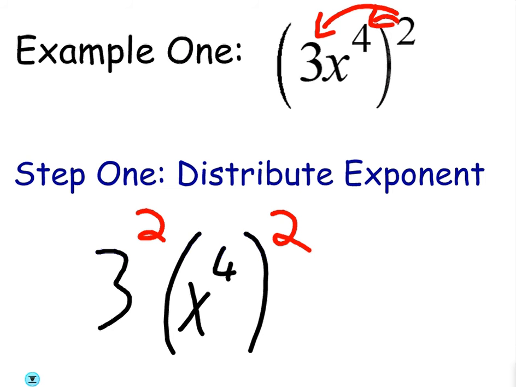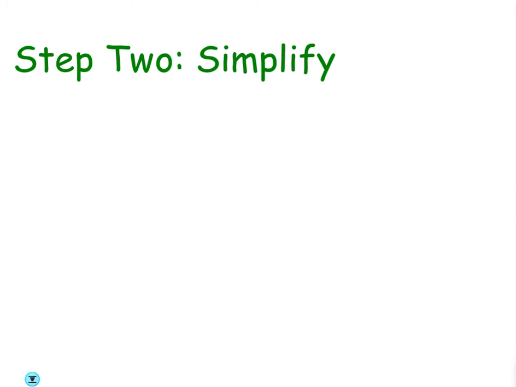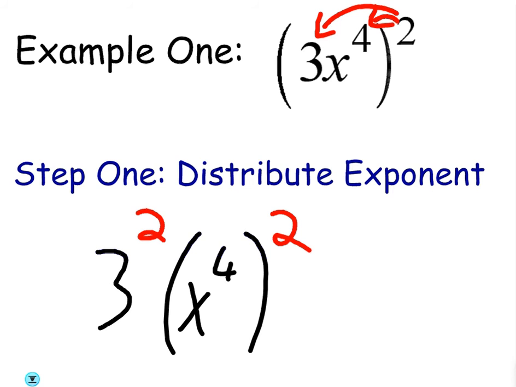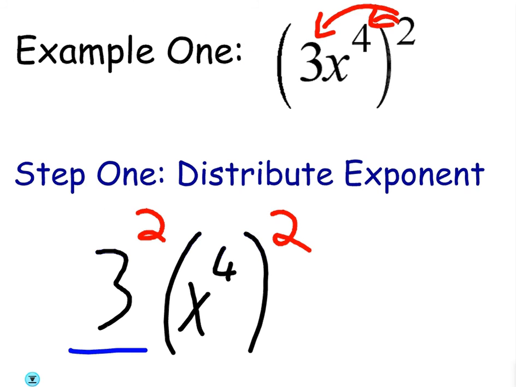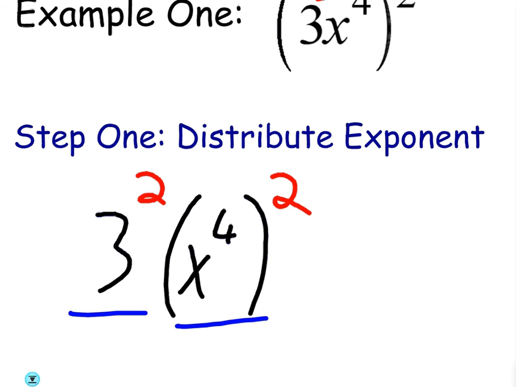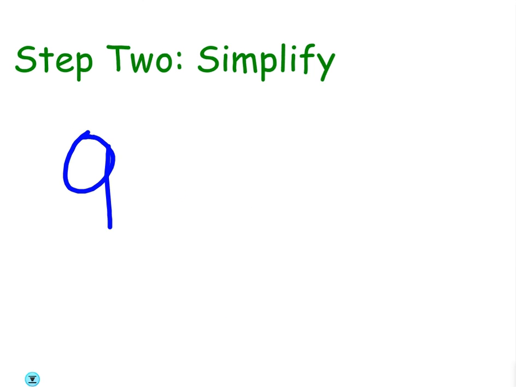Step 2, we're going to simplify that. So that just means do whatever 3 squared is, which is 9, and then do whatever that is. And so, yeah, we're multiplying the exponents, so we still get the same answer as we got before, x to the 8th.